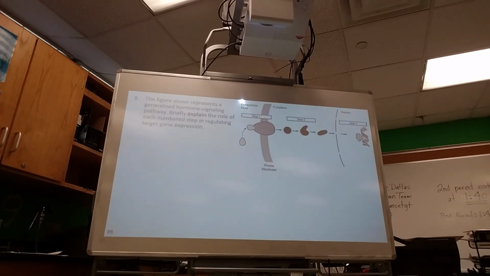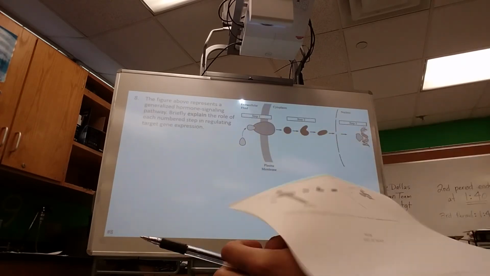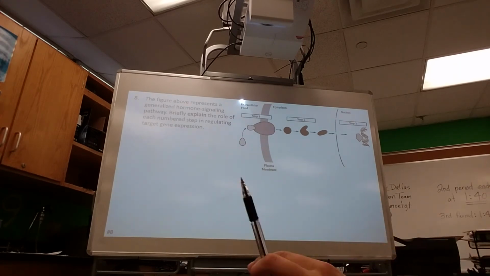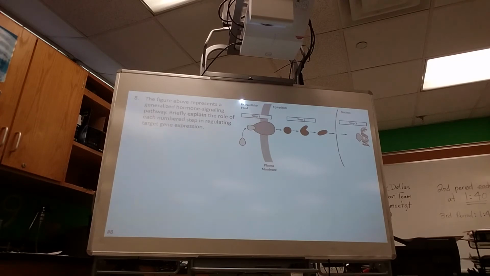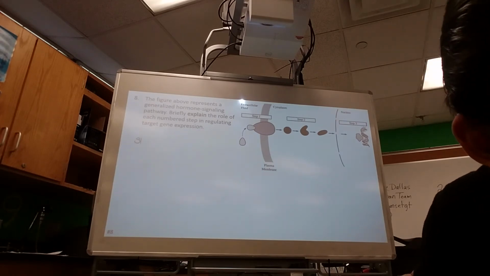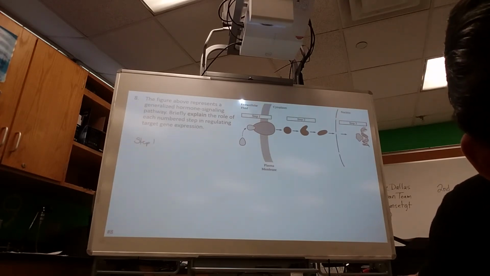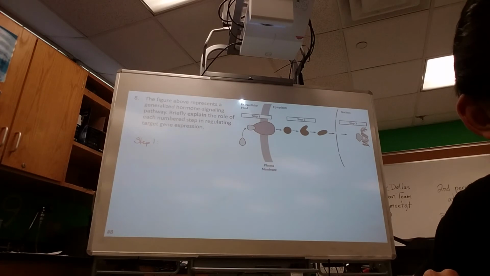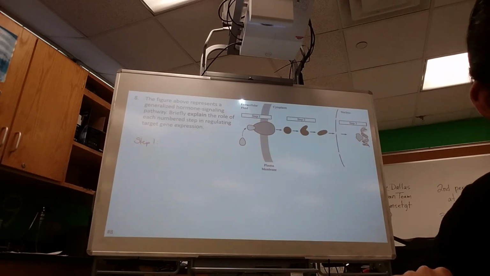And last, but certainly not least, our 8th question. The figure above represents a generalized hormone signaling pathway. Briefly explain the role of each numbered step in regulating target gene expression. So what is step 1? What's happening there? Entering the plasma membrane. Is anything going into the plasma membrane?